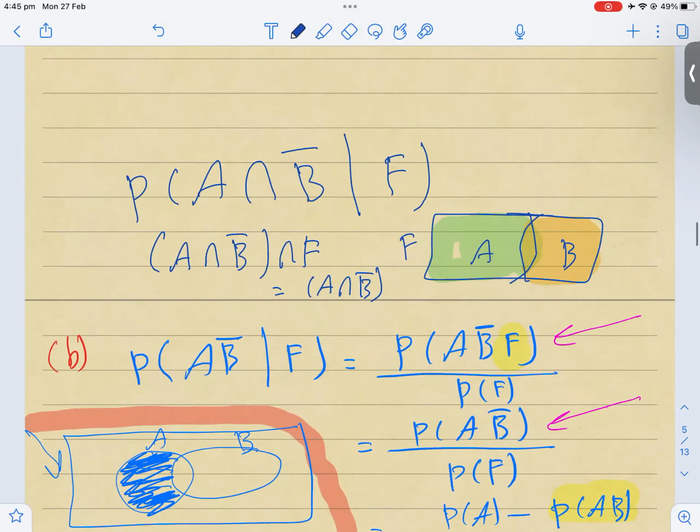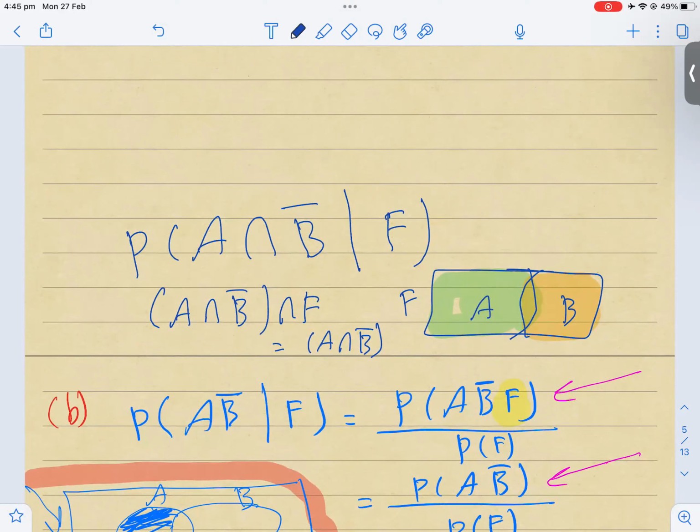Let's give another example. Here is the big set X, and here is A. What's the A intersection with X? What's the intersection of A and X?